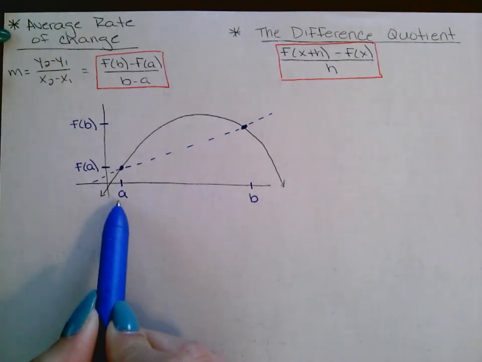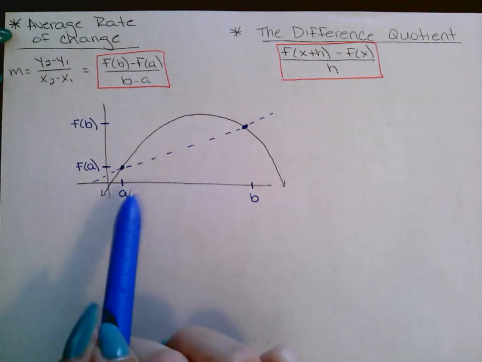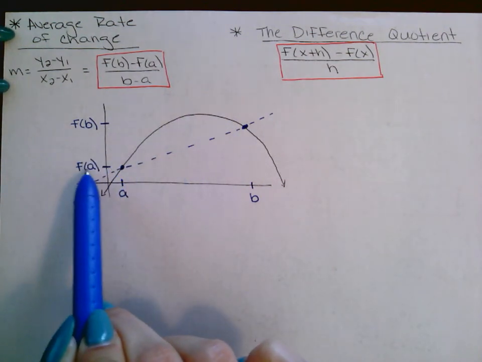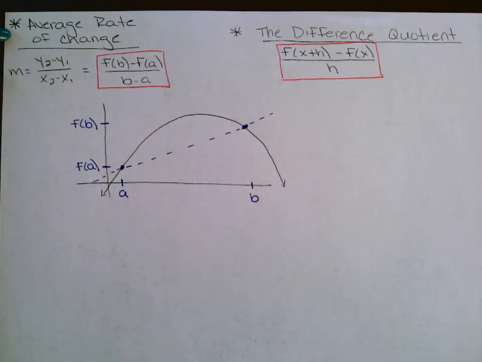If we call the first x a and the second x b, then there's your b minus a for the difference in the x's. And then if we call this y the function at a and this one the function at b, then here's your difference in y's. So let me show you where the difference quotient comes from, okay?